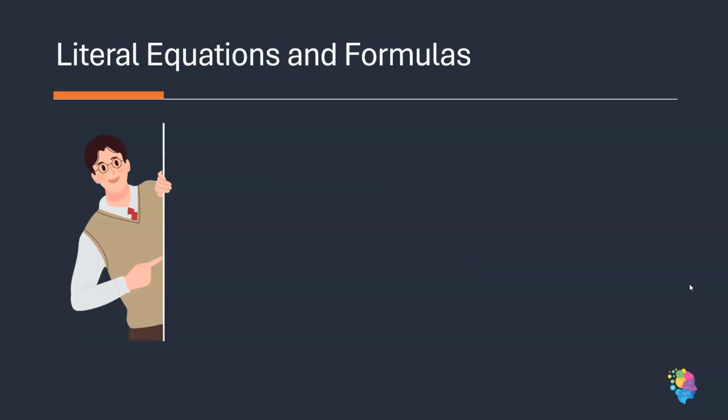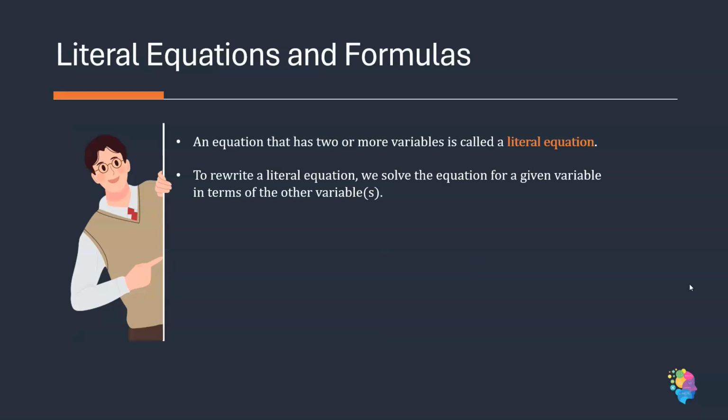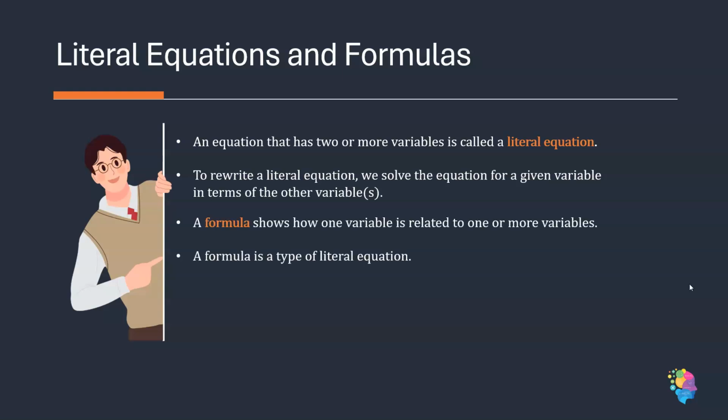So what exactly are literal equations? An equation that has two or more variables is called a literal equation. To rewrite a literal equation, we're going to solve the equation for a given variable in terms of the other variables. A formula, which we're probably familiar with, shows how one variable is related to one or more variables. A formula is also known as a type of literal equation.